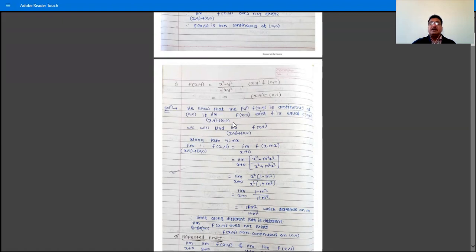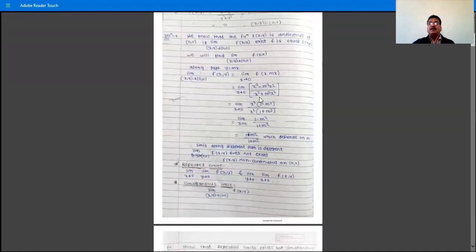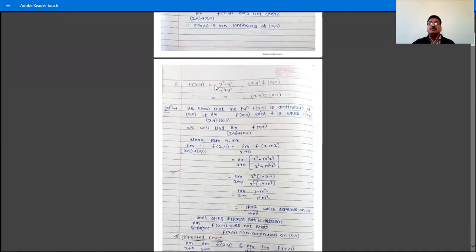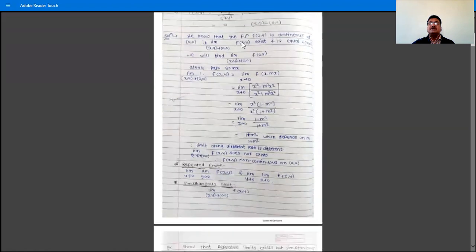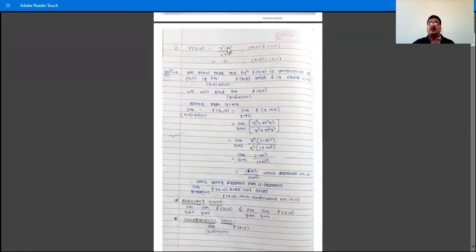So we will find the limit as (x, y) tends to (0, 0) of f(x, y), if it exists. Along the path y equals mx, this limit is: limit as x tends to 0, write y as mx, and then f(x, mx) is found by replacing y by mx in f(x, y). So x square minus m square x square, over x square plus m square x square, and then take x square common from numerator and denominator.